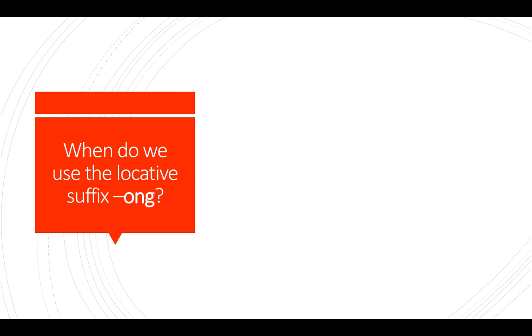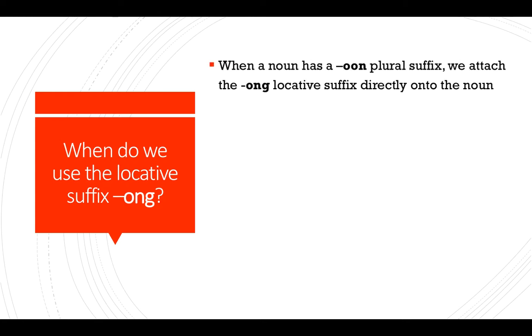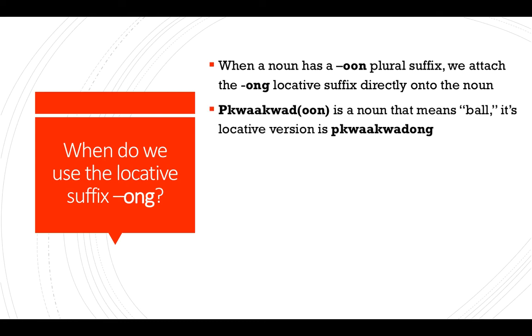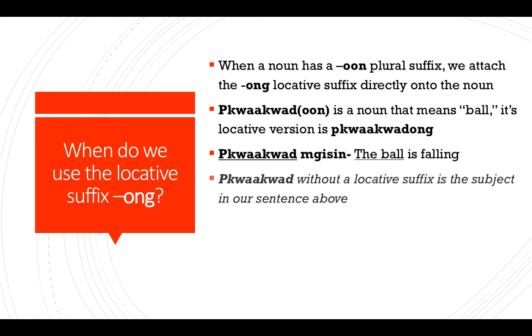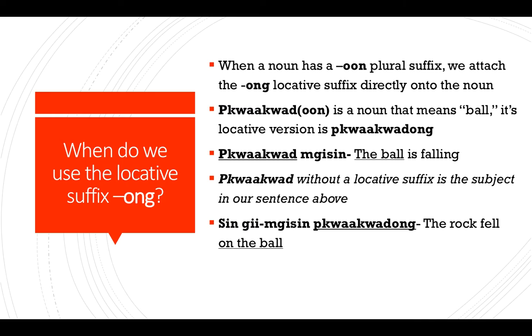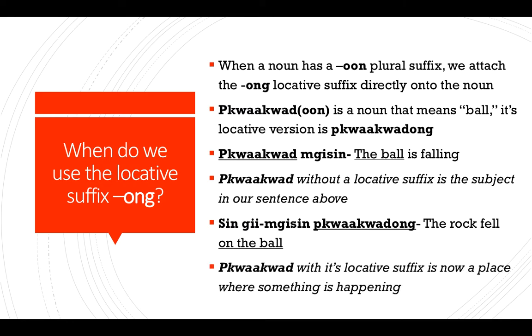So when do we use the locative suffix ong? When a noun has an oon plural suffix, we attach the ong locative suffix directly onto the noun in its place. So, for example, pquaquid is a noun that means ball. Its locative version is pquaquidong. Pquaquid imgissin means the ball is falling. Pquaquid, without a locative suffix, is the subject in our sentence above. Sin gimgising pquaquidong means the rock fell on the ball. Pquaquid, with its locative suffix, is now a place where something is happening.